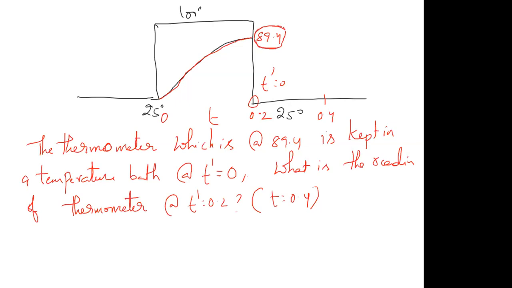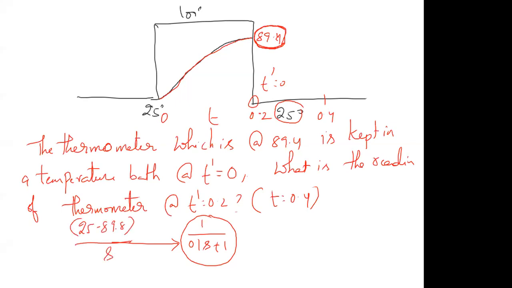A thermometer which is at a temperature of 89.4 is kept in a temperature bath of 25. So if I redefine this problem, the function is 1 by 0.1 s plus 1. Assume the new, hypothetical steady state is 89.8. So what is the step input that you are giving? 25 minus 89.8 by S. This is the step change that you are giving to the thermometer.